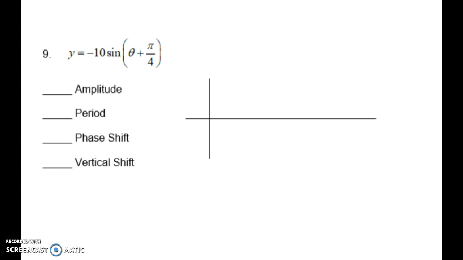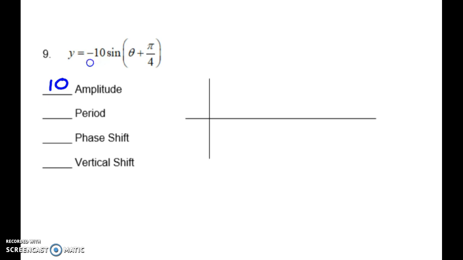The amplitude, remember, is always this number out front. And the amplitude tells us how high or low it goes from the midline. And since the number is negative 10, I need to make sure I pay attention to that and only give a positive 10 as my result, since amplitude is a distance, so a positive 10.